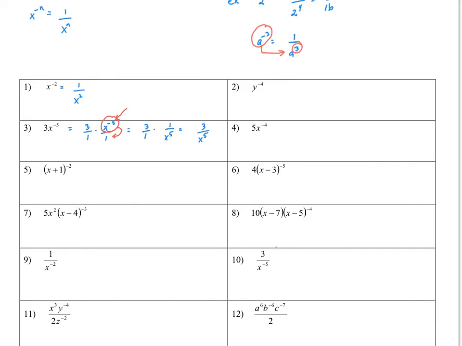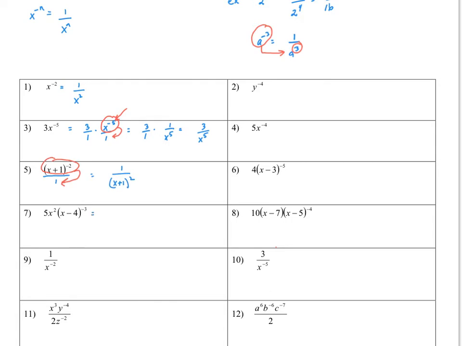Number 5, it says x plus 1 to the negative second power. If it helps, put a denominator. Okay, remember our tip. X plus 1 means to go into the denominator and then make the exponent positive. Our final answer will be 1 divided by x plus 1 squared.